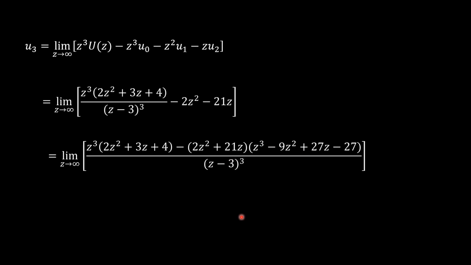Cancel 2z to the power 5 and 3z to the power 4. After cancelling, numerator and denominator both are degree 3 polynomials and hence the limit is the coefficient of z cube. In the numerator it is 139 and in the denominator it is 1 and hence u3 is equal to 139.